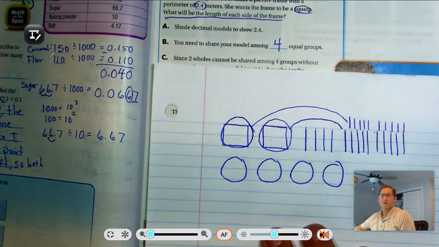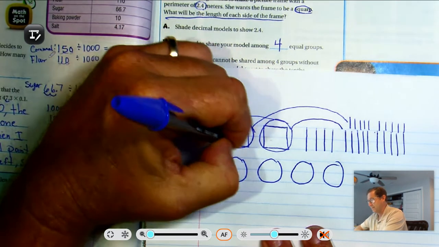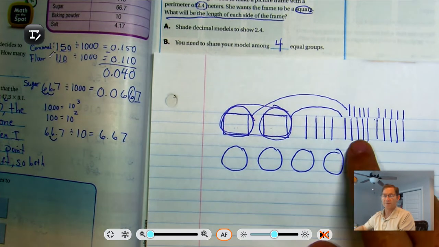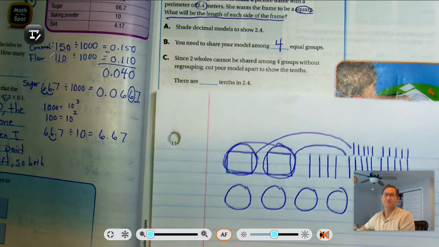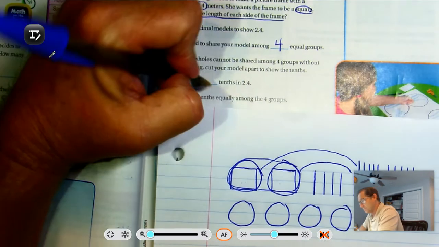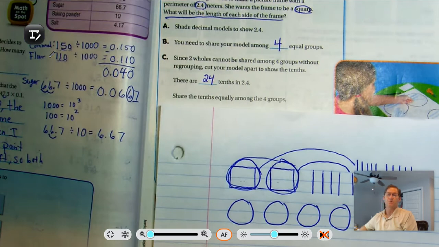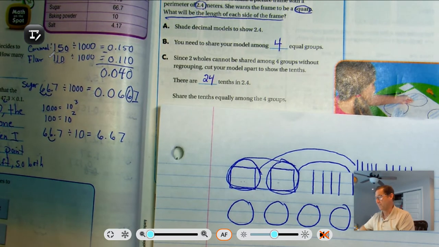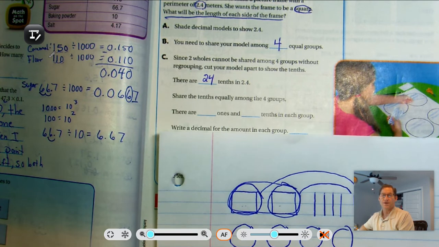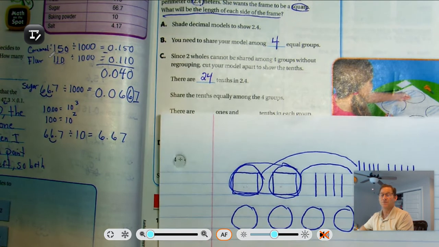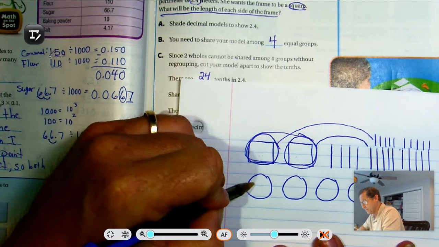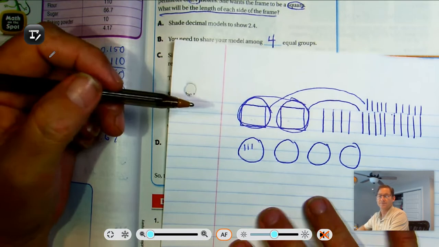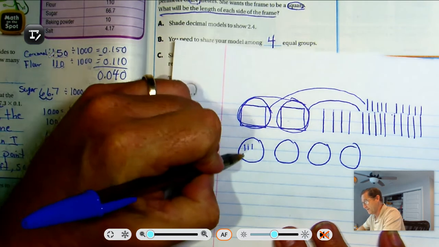All right. So now we don't have any ones anymore. We have 24 tenths. So there are 24 tenths. We can share 24 equally among four groups. We know that 6 times 4 is 24, so I should be able to put 6 tenths in every circle.